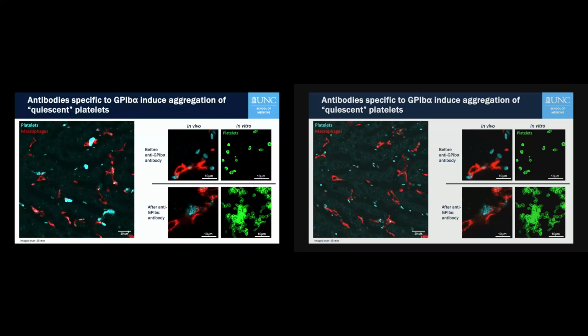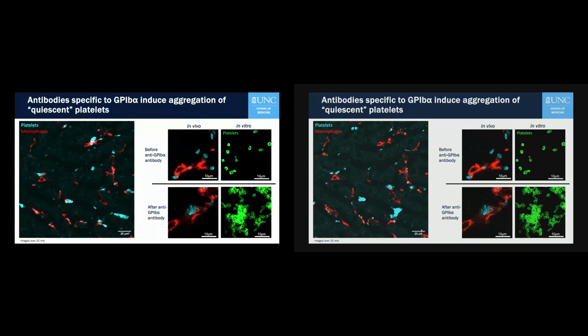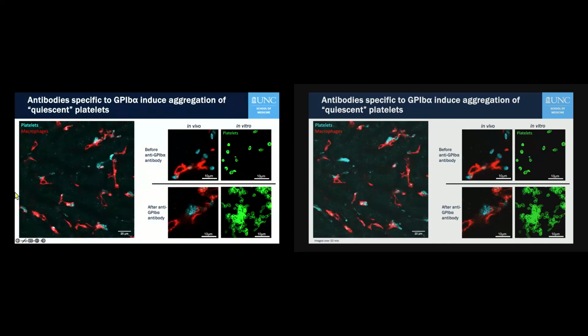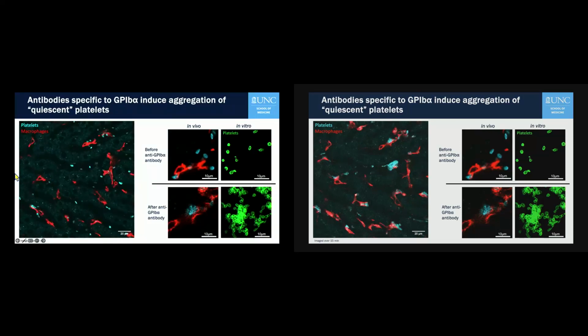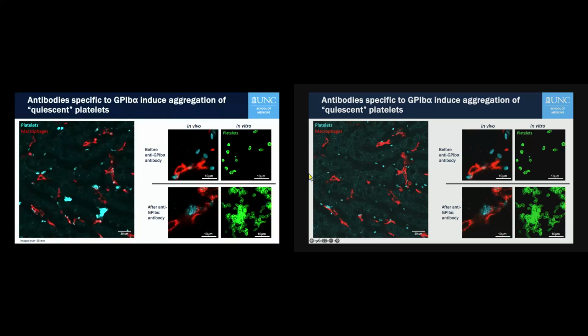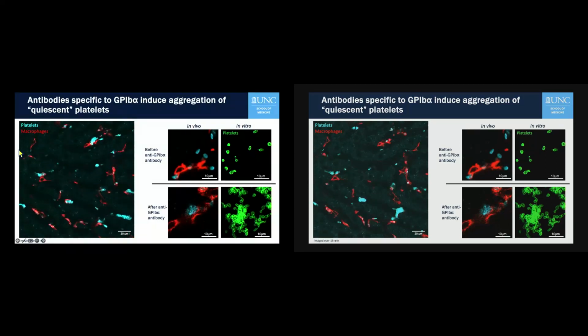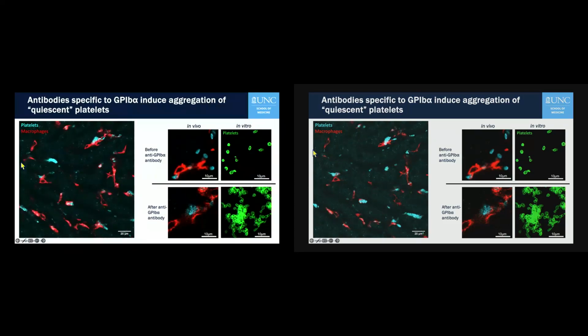We can actually use a polyclonal mixture of antibodies against GP1B alpha and inject this into mice, and you can see in this video that this forms these large aggregates of platelets in the liver sinusoids, and they form these large aggregates that then get rapidly phagocytosed by the macrophages, the Kupffer cells, which are in the liver, and we can also use this antibody in vitro.